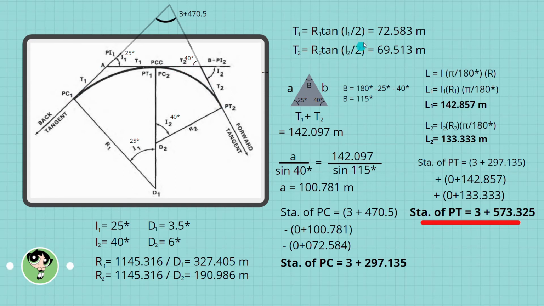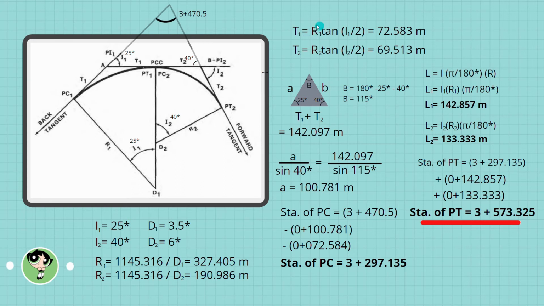This is the formula: T1 is equal to R1 tan I1 over 2. Then it is the same thing for T2. We just have to plug in the values. Our R1, and then the tan of I1, sorry.